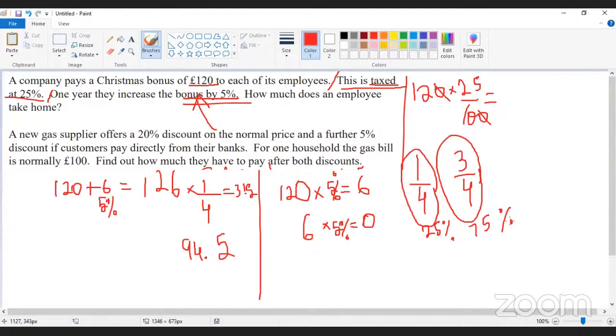Are you getting it? It's given here in the question. 25% is being taxed. So then remaining you will be taking it home. So what is the remaining? That is 75%. In the total amount, 25% goes to the government and remaining 75% comes to you. So that is 3/4. So I'm paying 1/4. I'm taking home 3/4.